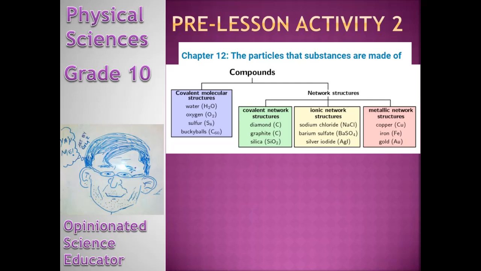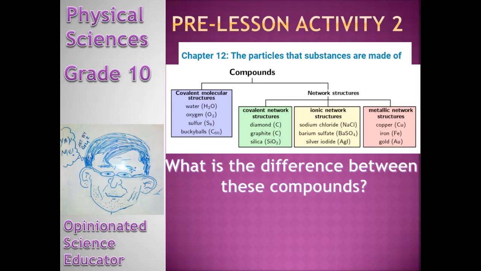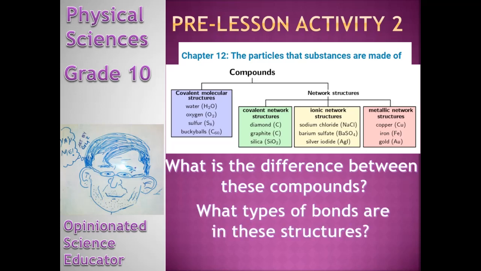So, particularly, I need you to look at network structures. There are covalent network structures, ionic network structures, and metallic network structures. What is the difference between these type of compounds that form with these kind of network structures is what I need you to include in your summary, and what types of bonds are in these network structures.